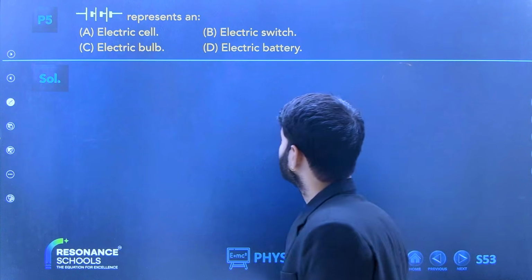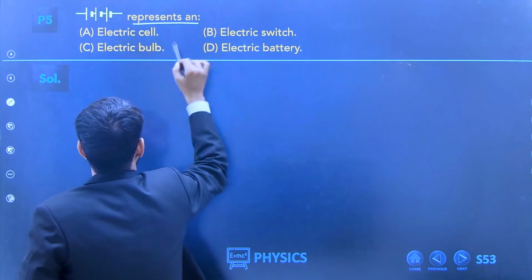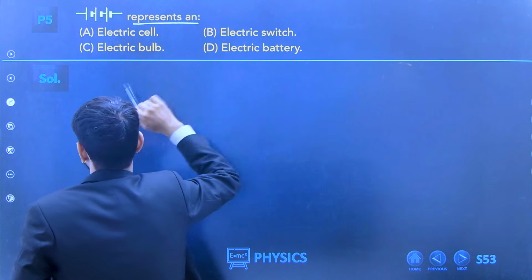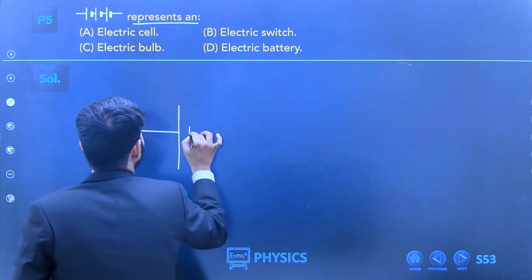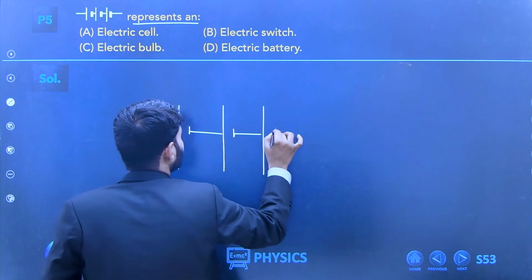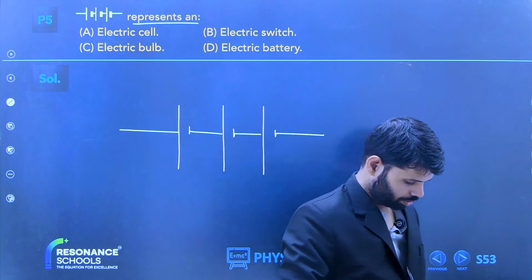Okay, so the question is, this symbol represents an electric cell, electric switch, electric bulb, or electric battery. I will draw this a little bit bigger, like this. So solve now. Tell me what is the answer to this question.